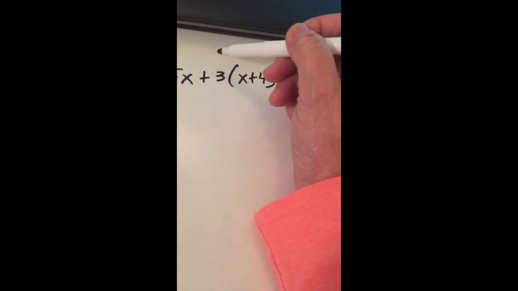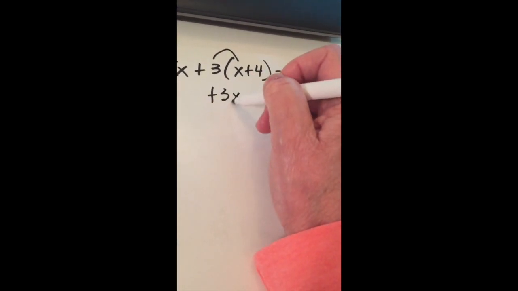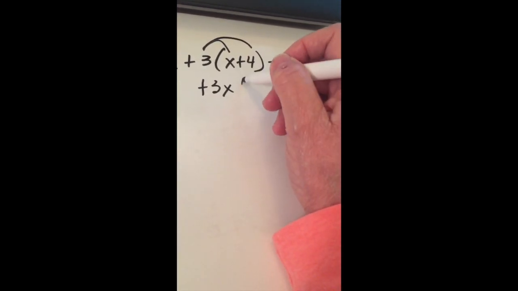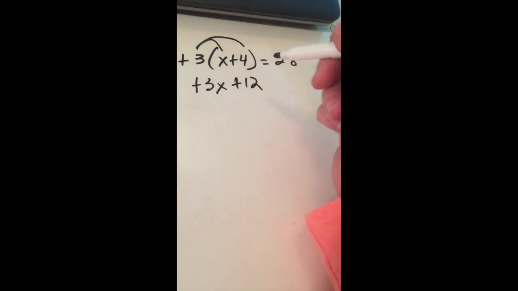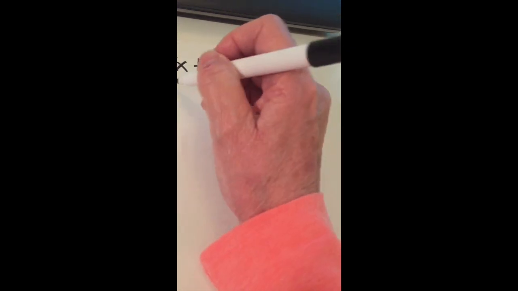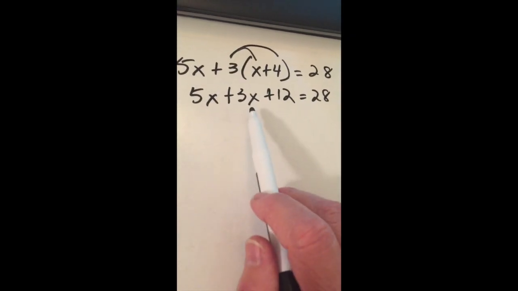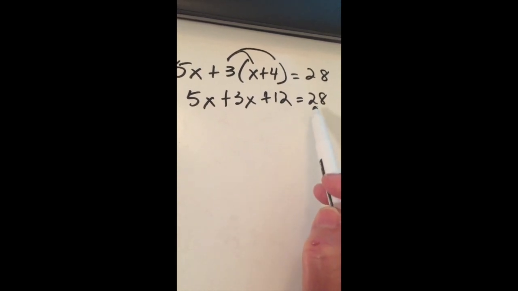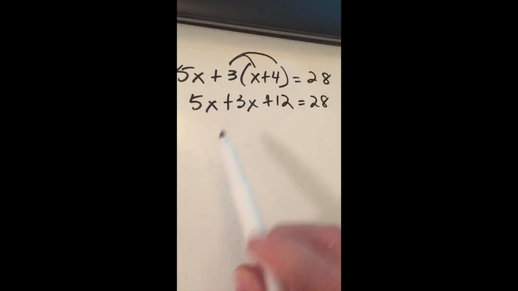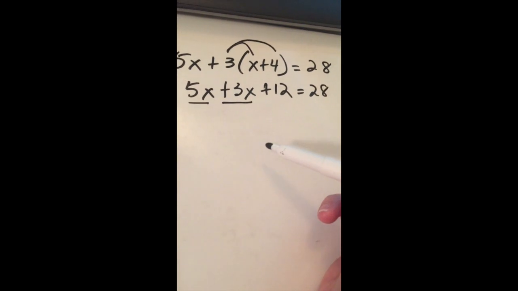So plus 3 times x is plus 3x. Plus 3 times plus 4 is plus 12. Okay, we're going to bring down the rest of the equation. So now we have 5x plus 3x plus 12 equals 28. So we've distributed. Our next step is combining like terms. Our like terms are 5x plus 3x.